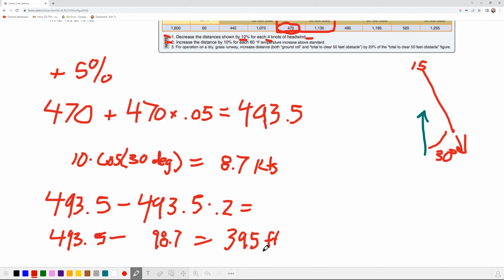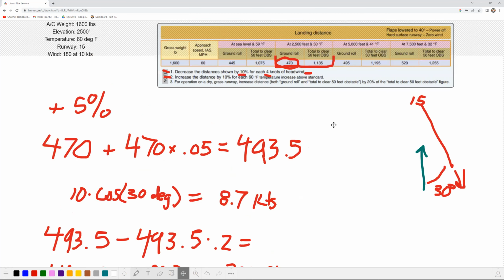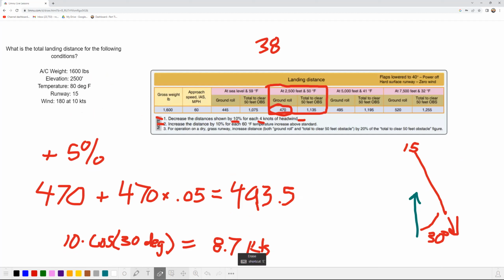All right, so that's the example. Now let's see what Ray wants us to do, and if anyone else has any questions, let me know. But that's the general example of how you use this chart and how you use these notes here. So let's see what Ray's got to say for us.